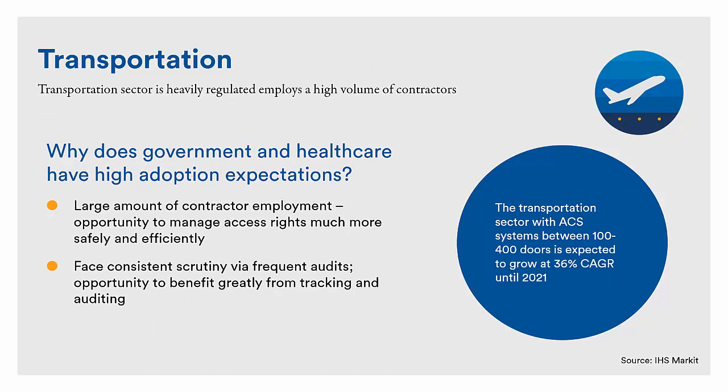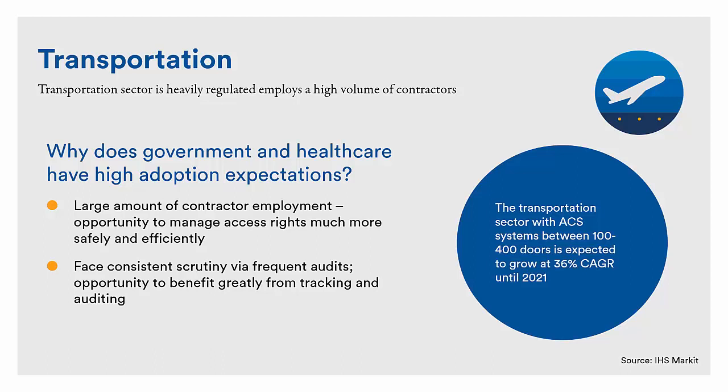Transportation infrastructure projects were one of the earliest adopters of physical identity and access management solutions, largely due to the scale of their identity management needs. Physical identity and access management systems used in airports, for example, may have up to 100,000 identities under management at any given time. Geographically, demand for identity management integration from transportation projects is fairly evenly distributed compared to other end user industries. So there's a large amount of contractor employment in this sector, where physical identity and access management systems can manage these people's access rights much more safely and efficiently than traditional access control systems alone.